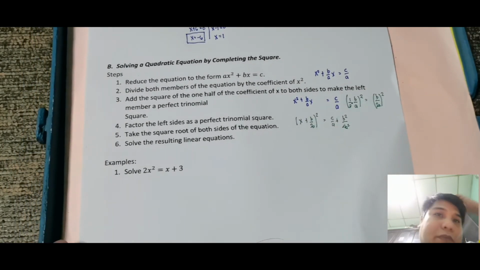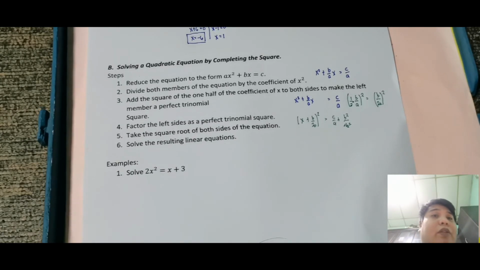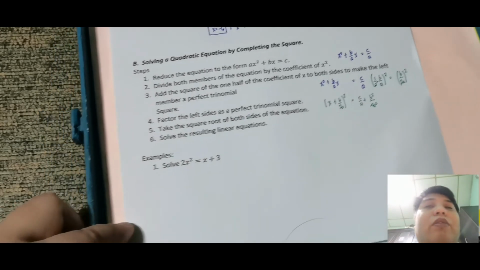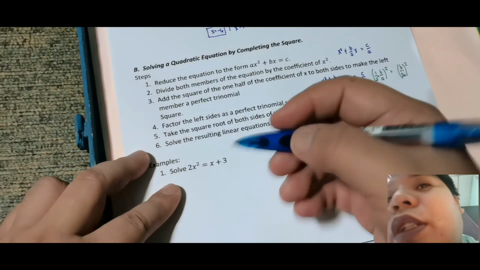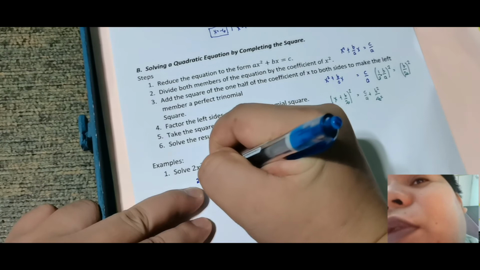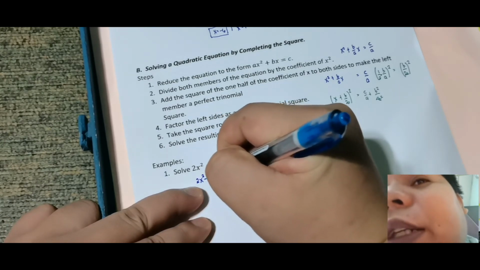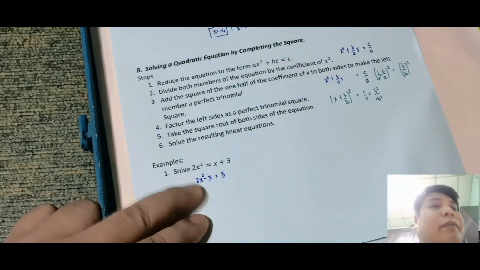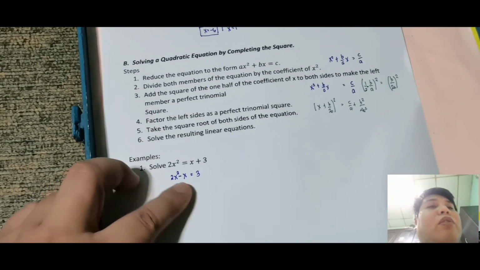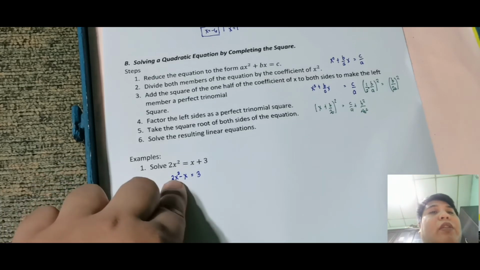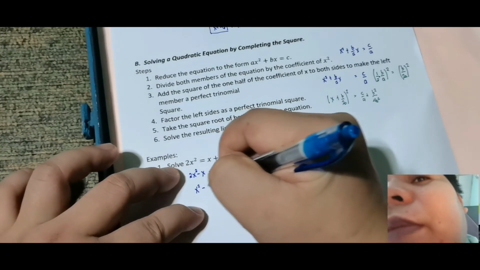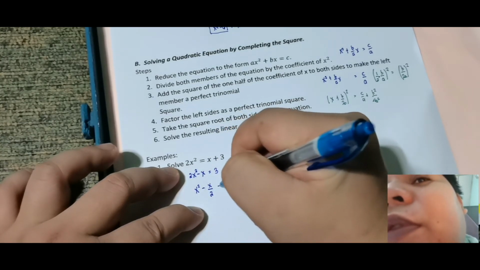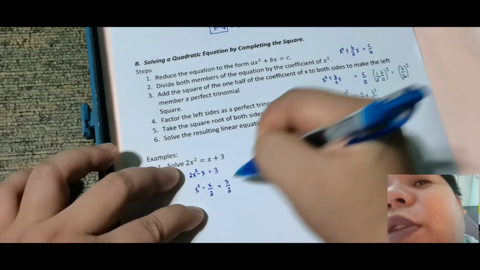Okay, so let's have example. Ito na. Number 1, solve 2x squared is equal to x plus 3. So, step by step natin gagawin yan. Una gawin natin siyang ax squared plus bx is equal to c. So yung x lilipat na natin dito, so magiging 2x squared minus x is equal to 3. Okay, then divide both members by 2. So this is x squared na lang minus x over 2 is equal to 3 over 2.